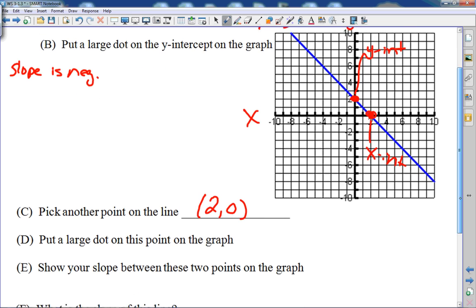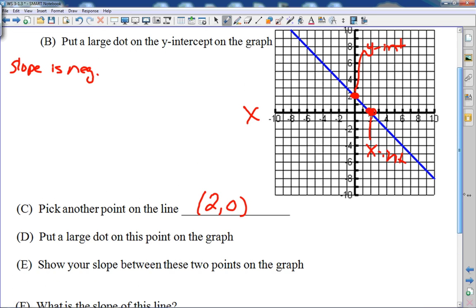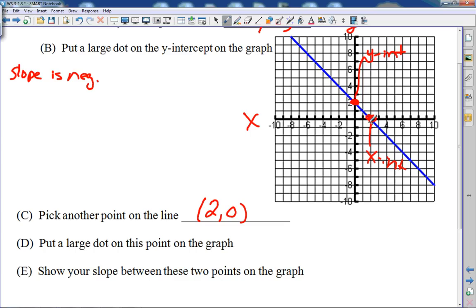Now, the next question it says is show the slope between the 2 points. Well, how am I getting from my y-intercept to my x-intercept? I'm going down and over. I'm going down 2, down is negative, and to the right 2.